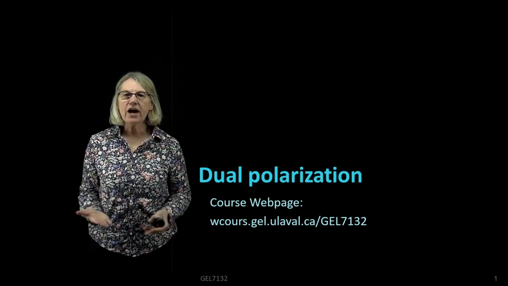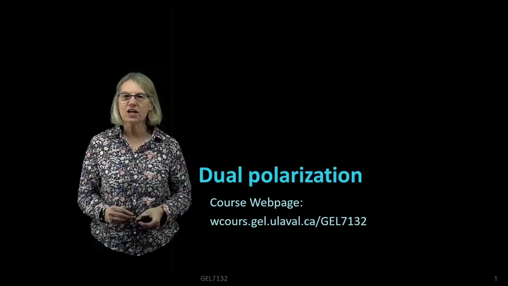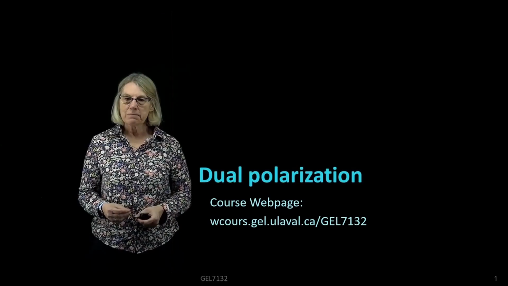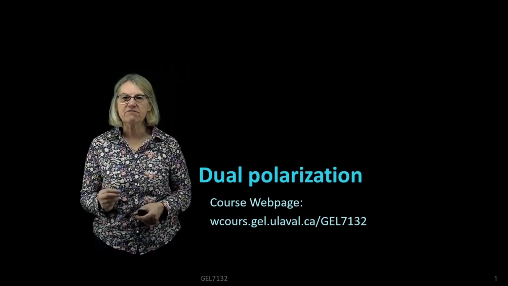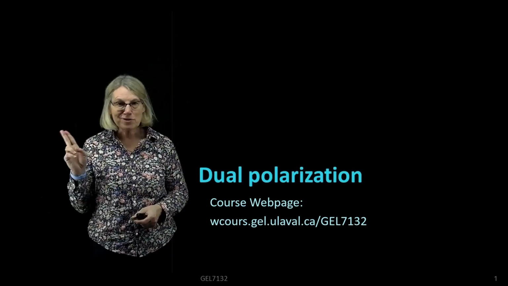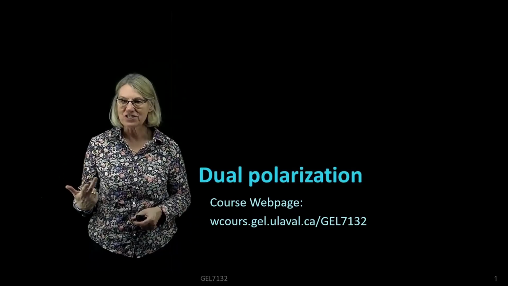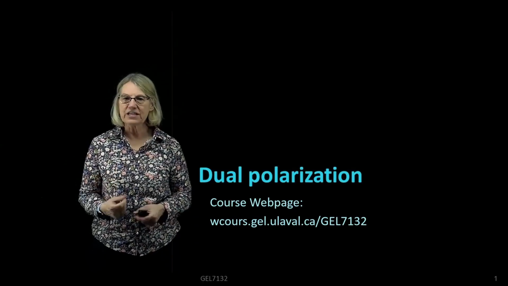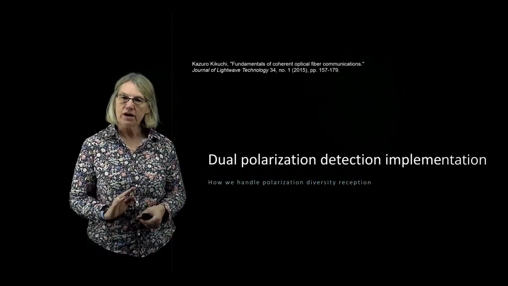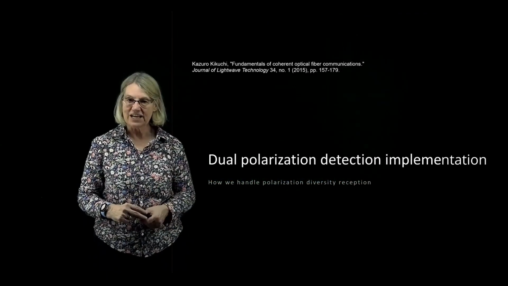Okay, we've seen how to implement coherent detection when we're sending information on a single polarization. But of course, one of the great advantages of coherent detection is the ability to send information not only on X polarization, but also on the Y polarization, to exploit the two polarization states in order to double the information capacity of our fiber communications link. So now I'll be talking to you about how it is we implement dual polarization detection.